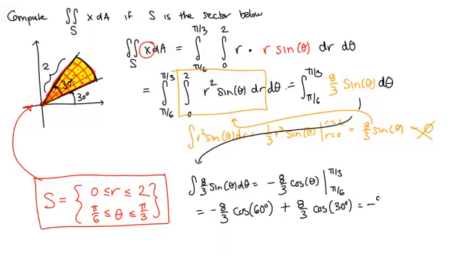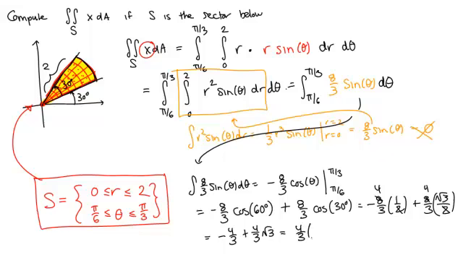So that will get us minus 8/3. The cosine of 60 degrees is a half, plus 8/3 times the cosine of 30 degrees, which is root 3 over 2. So 8 goes into 2 4 times in both of these cases, and we're going to get negative 4/3 plus 4/3 root 3. And if we pull the 4/3 out, that's 4/3 times root 3 minus 1, which is exactly what we got last time.